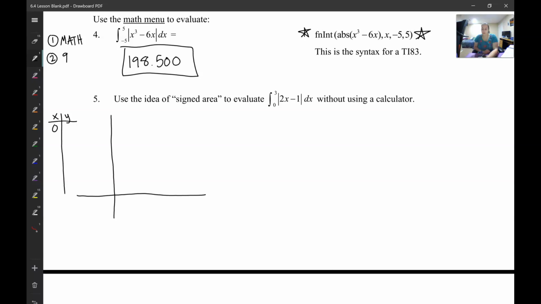So I'm going to do 0, 1, 2, 3, and plug them in. So 2 times 0 is 0, minus 1 is negative 1. But it's absolute value, so that's going to make it a positive 1. 2 times 1 minus 1, that's 0.